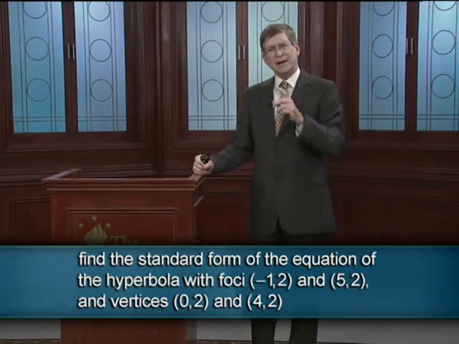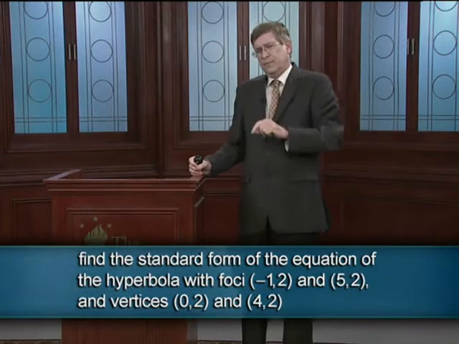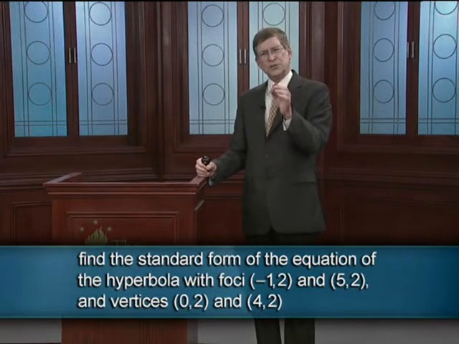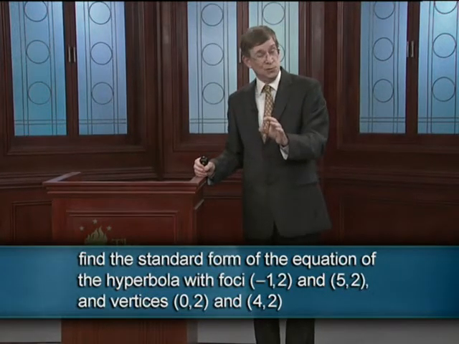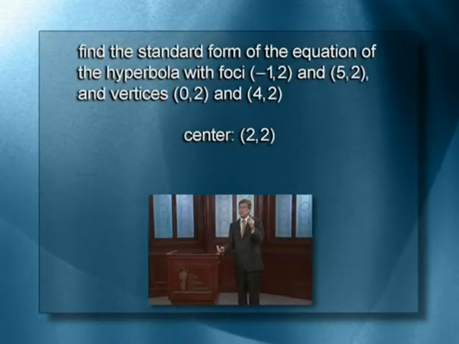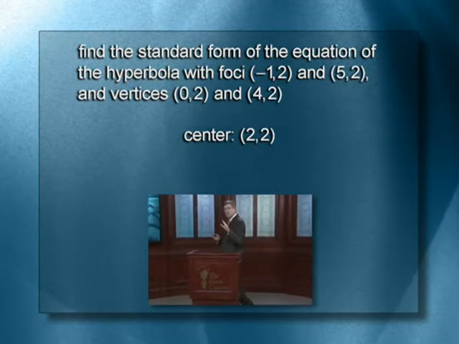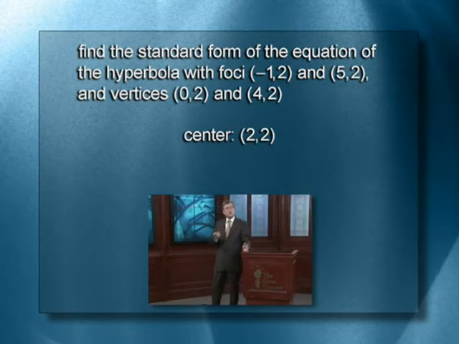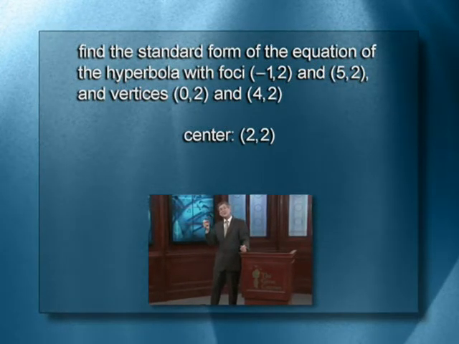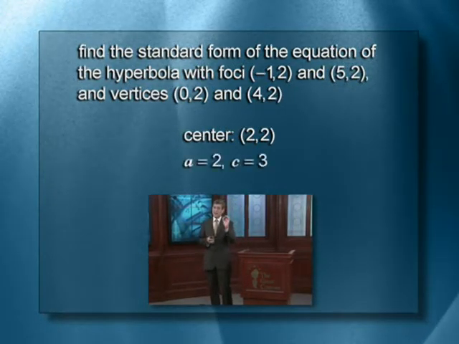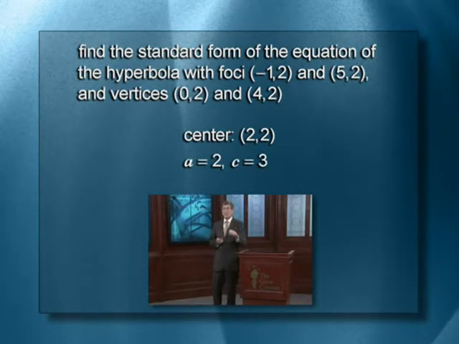So let me ask you right now, first of all, where's the center of this hyperbola? Well, if the vertices are (0, 2) and (4, 2), the center must be in between them, the midpoint. So it's at (2, 2). That's nice to know. The center's at (2, 2). So now we can get some information. The distance from the vertex to the center is 2 units, and the distance from the focus to the center is 3 units. So A is 2 and C is 3.